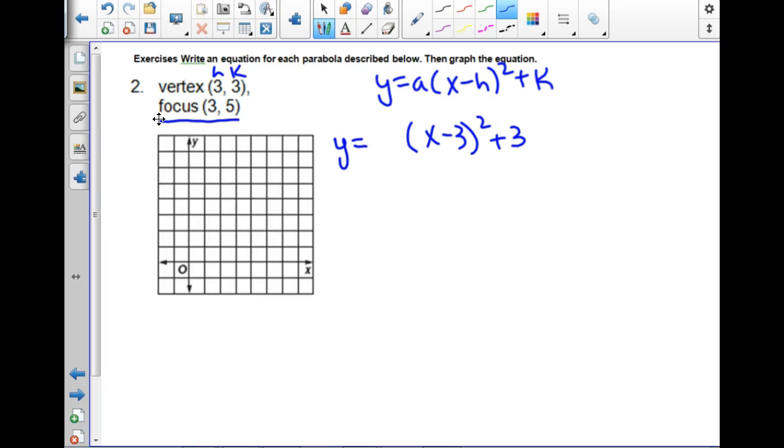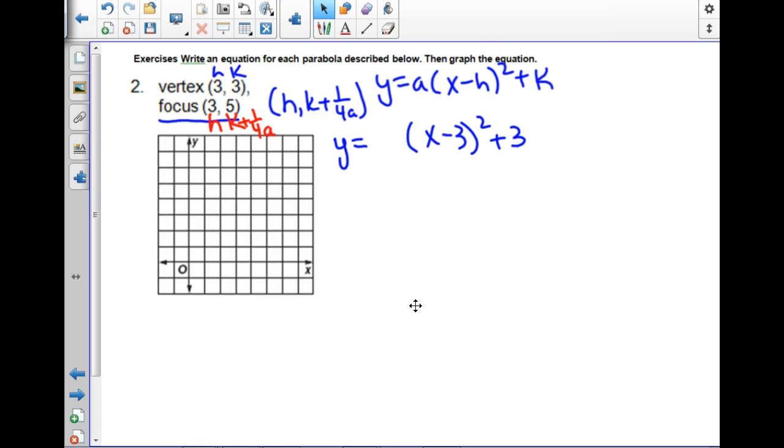Since I know the focus, and the focus is h comma k plus 1 over 4a, I can figure out this value of a by substituting in h and k. Sorry, this is k plus 1 over 4a. The focus says that k plus 1 over 4a is 5. K is 3.